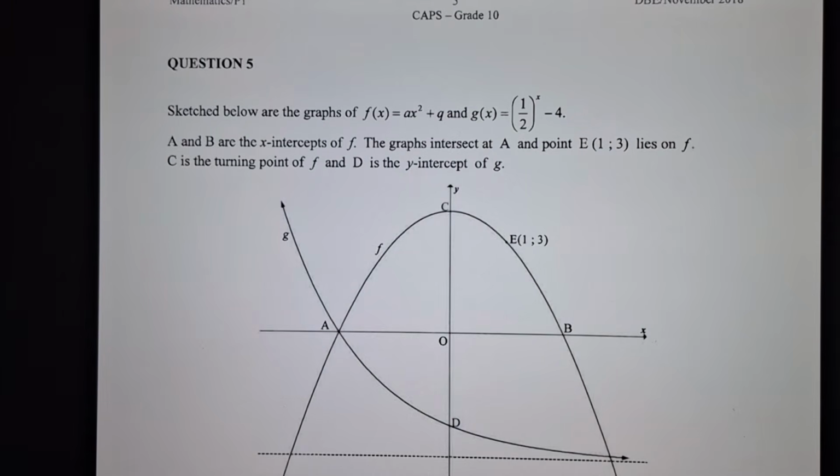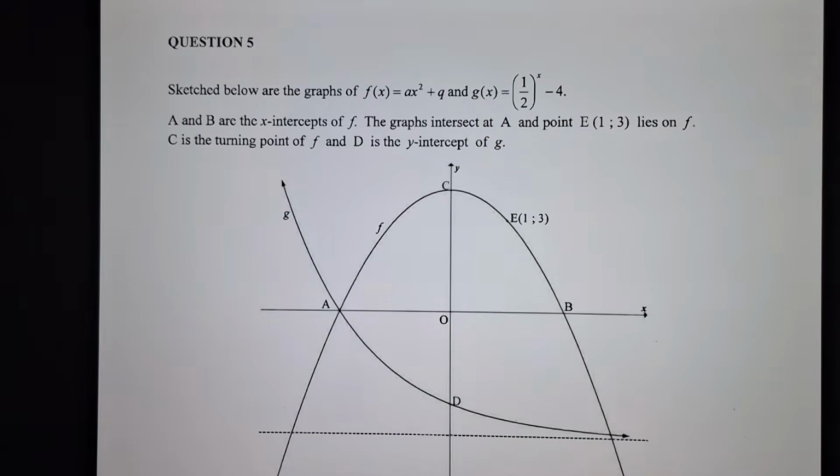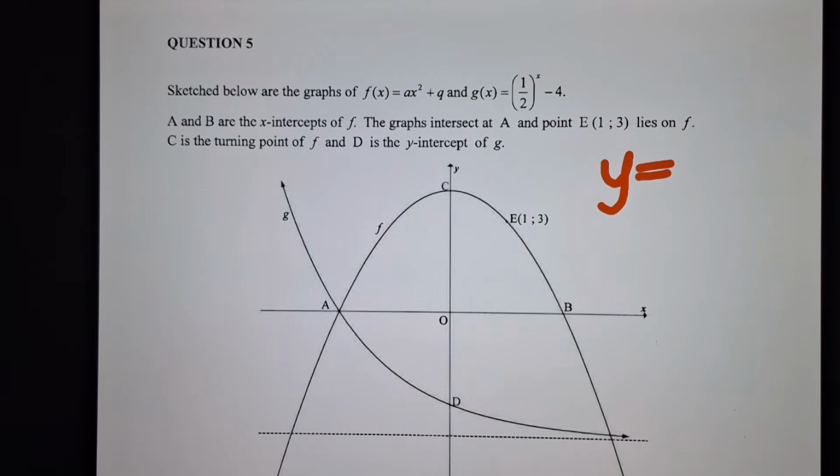So negative 4 is the equation of our asymptote. The negative 4 that is here, this negative 4 in the equation, gives the equation of the asymptote. So our asymptote is y equals negative 4.